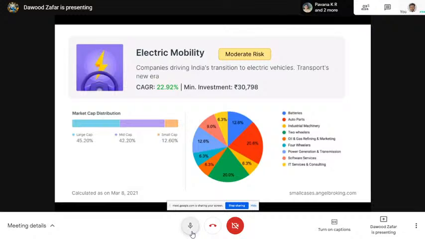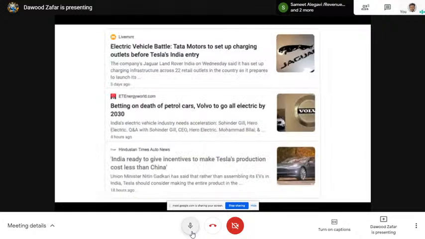Before moving forward, can you just open the web portal and show from where the user can log in, and if they do not have a demat account, how they can sign up with Angel Broking and all?